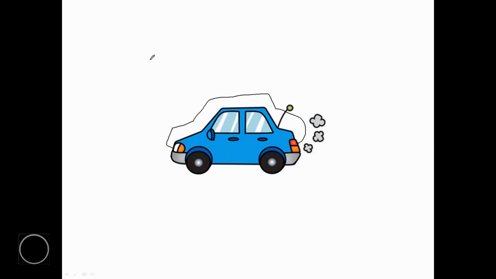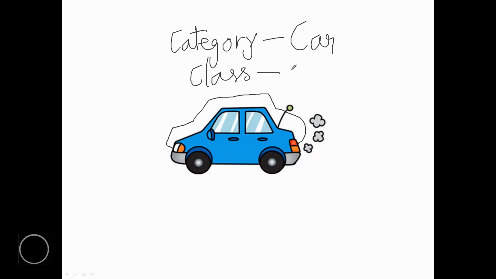So when you talk about something in general, you talk about a category of vehicle that is considered as car. In Java, we call that category a class, car. So this picture represented the category of vehicles called car. We use a different word for that. We don't call it a category, we call it a class.